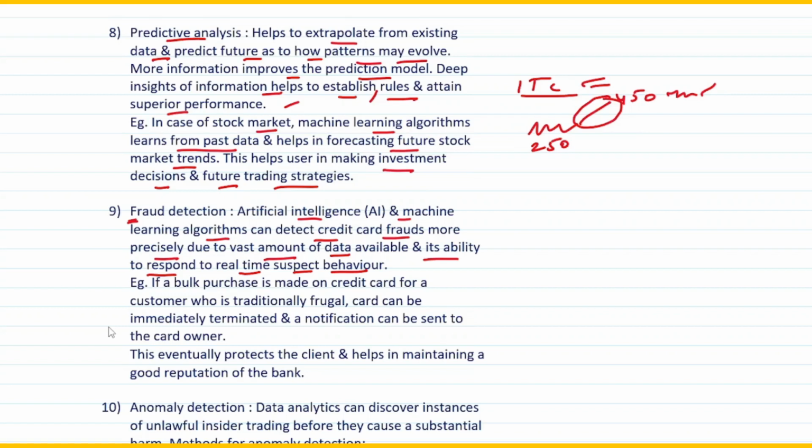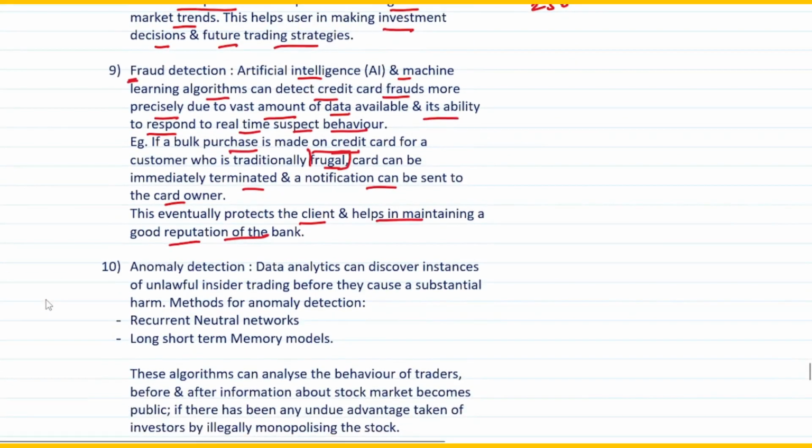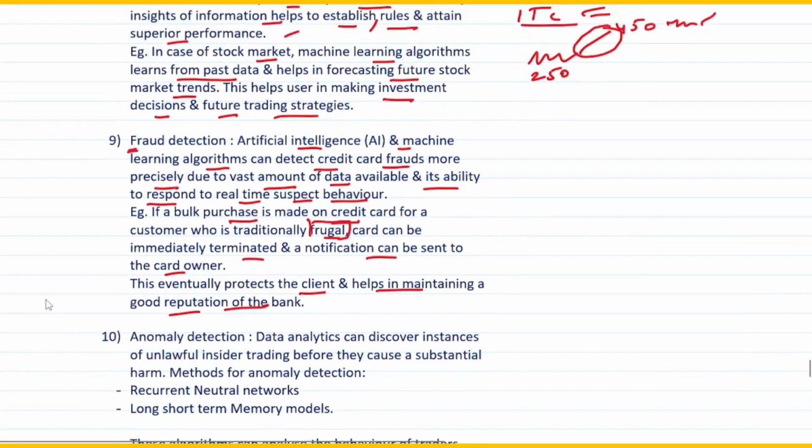Now, for example, how does this mechanism work? If a bulk purchase is made on a credit card for a customer who is traditionally frugal, as in he doesn't spend much, and there is a huge transaction that has happened, in that case the card will be immediately terminated, right? So its use will be stopped and a notification can be sent to the card owner. So that's how fraud detection is done. Example can be that of a credit card. This eventually helps to protect the client and helps in maintaining a good reputation of the bank, right? So if you are able to detect the fraud at the right point in time, obviously that protects the client and it also helps you maintain a good reputation.